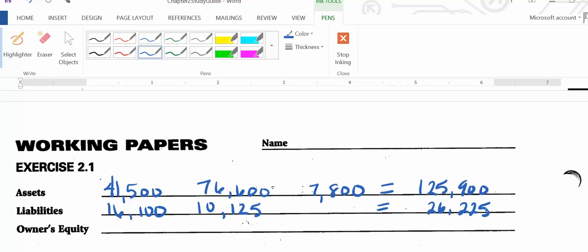All right, so to calculate the owner's equity, we know that liabilities plus owner's equity equals our assets. So we can figure out what our owner's equity is going to be. It's going to be the difference between assets and liabilities in this case. So we would take, and we'll just do this in parentheses, 125,900 minus 26,225, and our owner's equity then would be 99,675. All right, that finishes exercise 2.1.